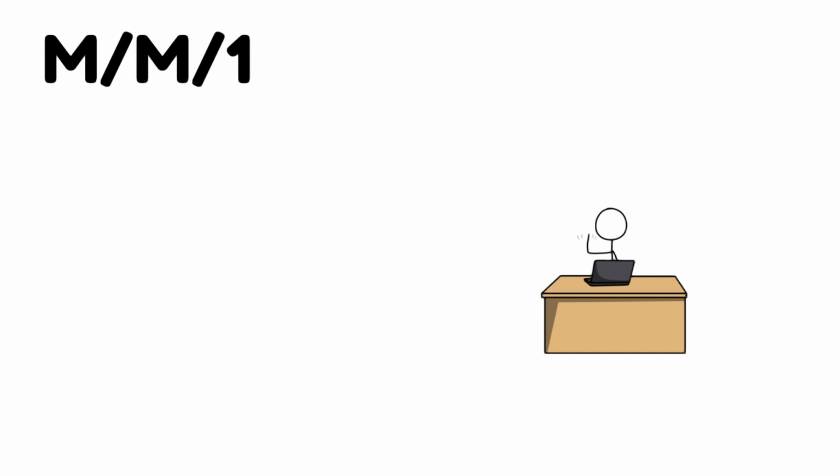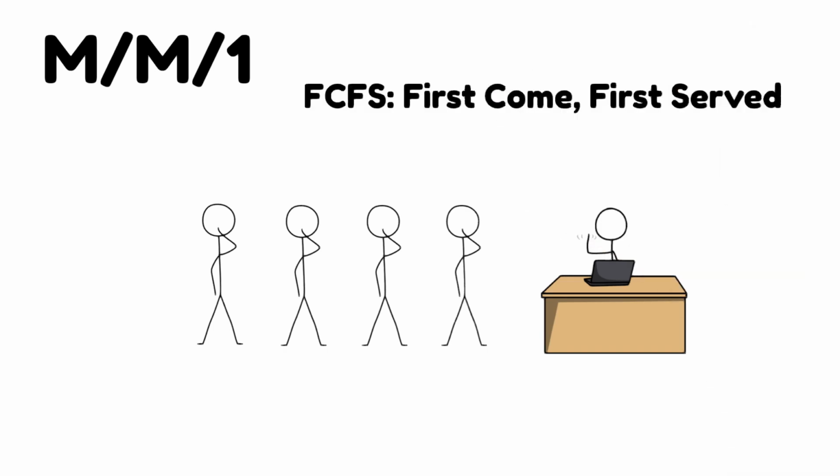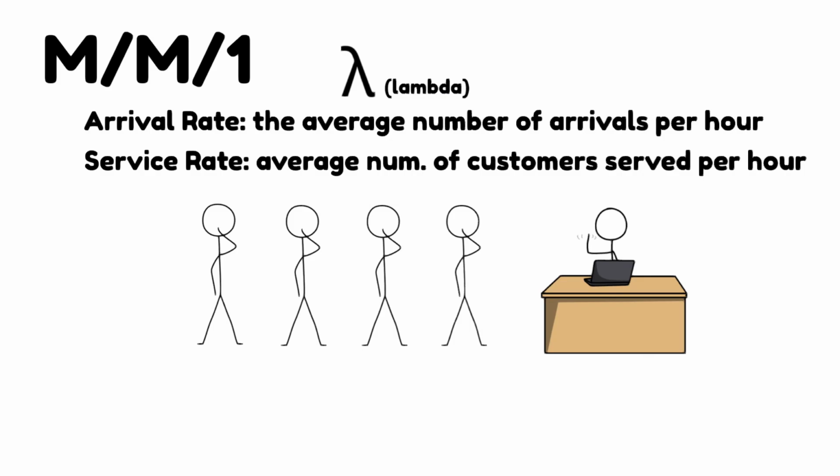The M/M/1 model represents a single server queue with regular arrivals. All customers arrive from a single line and the server processes them one by one, following a first-come, first-served (FCFS) rule. Here, the arrival rate, or the average number of arrivals per hour, follows a Poisson distribution and is represented by lambda, while the service rate, or the average number of customers served per hour, follows an exponential distribution and is represented by mu.